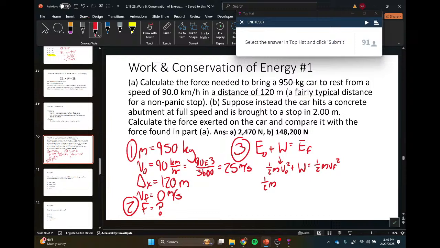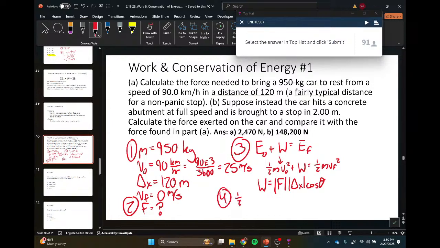And then the work equation. Why is this useful? Work is force times delta x times cosine theta. So if we can find the work, then we can find the force, and all is well in the world. This is a really simple conservation of energy problem, with only one type of energy.